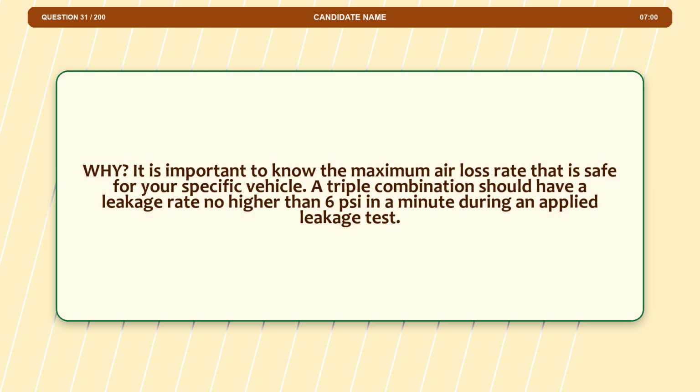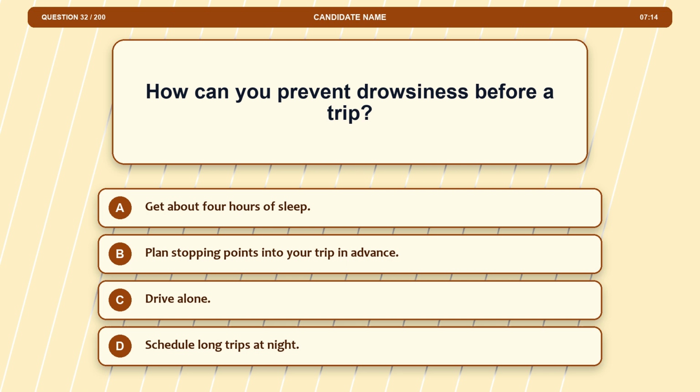Question 32. How can you prevent drowsiness before a trip? Option A, get about 4 hours of sleep. Option B, plan stopping points into your trip in advance. Option C, drive alone. Option D, schedule long trips at night.